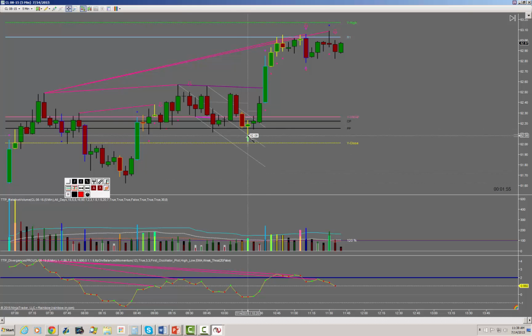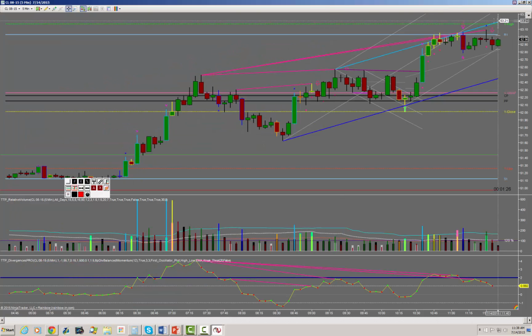You see? So that's why it's so important to have everything lining up and waiting for those areas, and then defining your exits by the previous moves. Naturally, we would be holding to the top of the channel, and I actually got out right in there. Okay? So that's what it's all about. Putting everything all together, waiting for those areas.